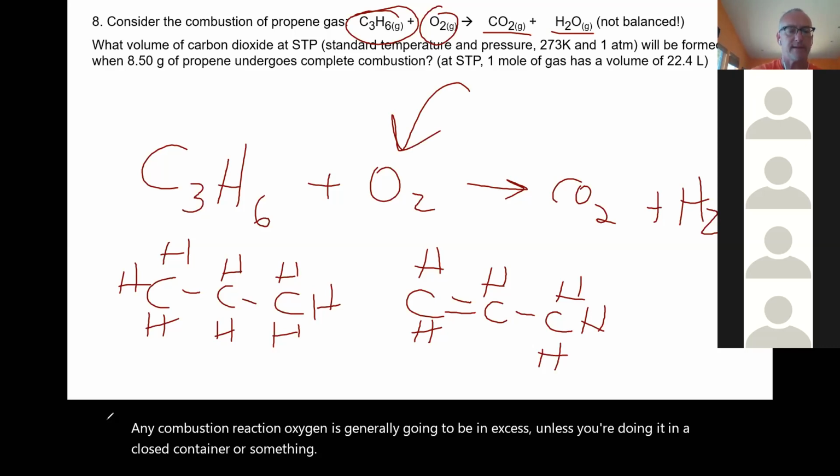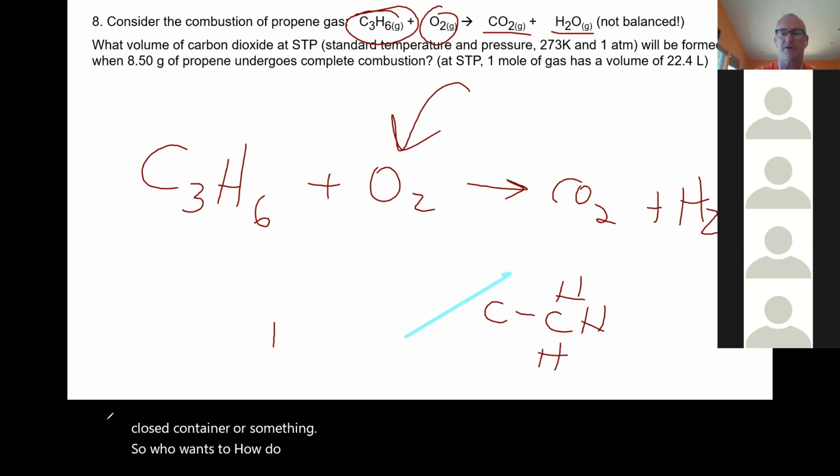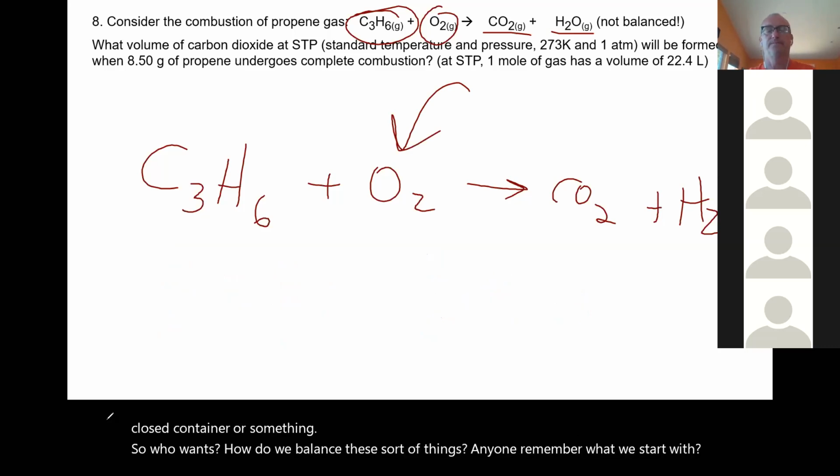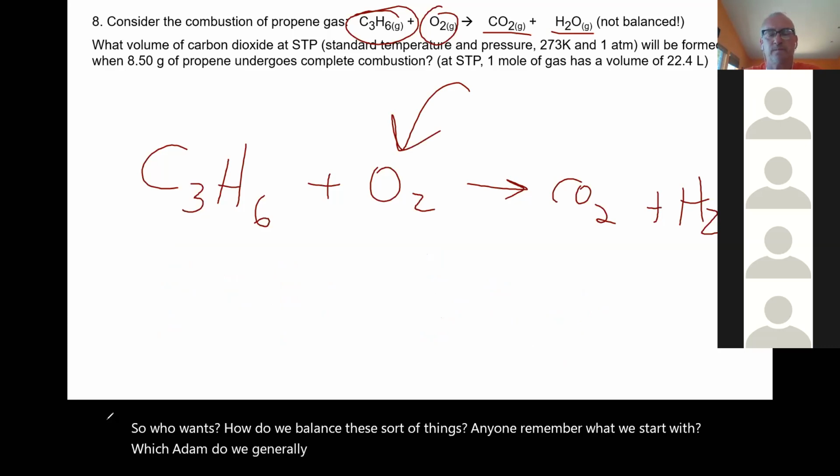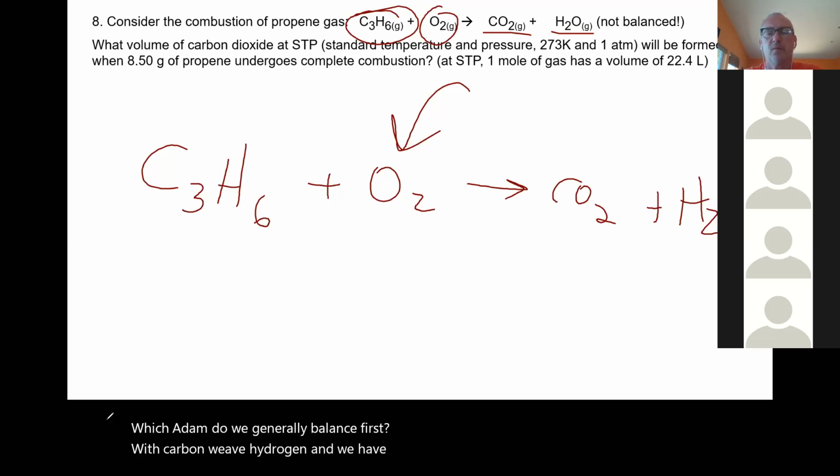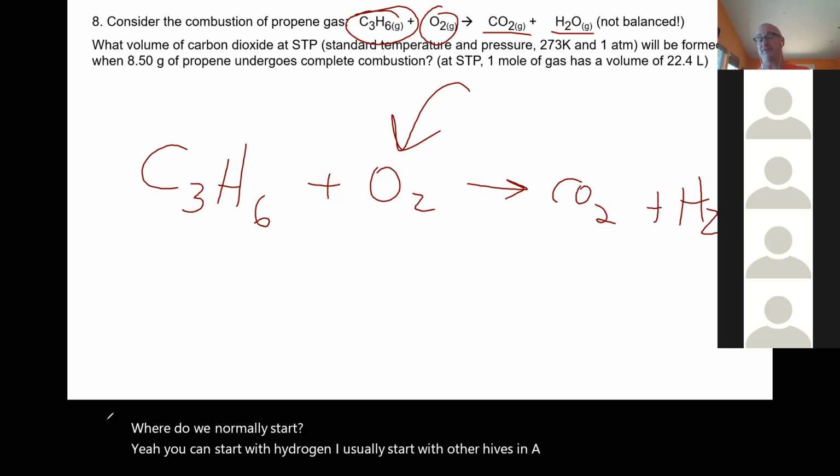So how do we balance these sort of things? Anyone remember what we start with? Which atom do we generally balance first? We have carbon, we have hydrogen, and we have oxygen. Where do we normally start? Carbon. Yeah, you can start with either hydrogen or carbon. Leave oxygen for last. So let's start with carbon.